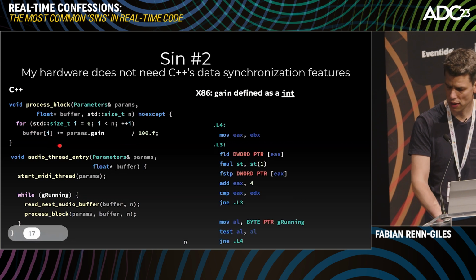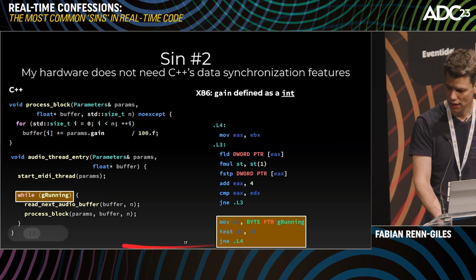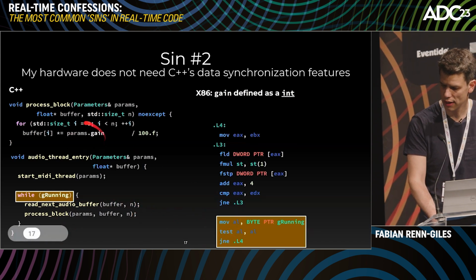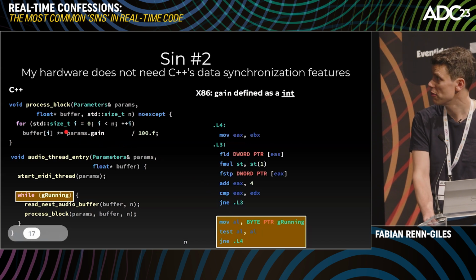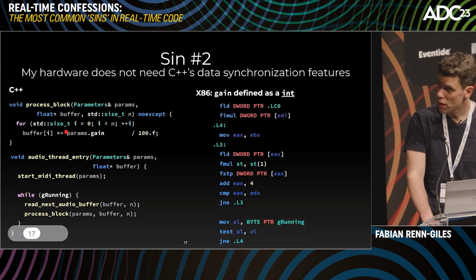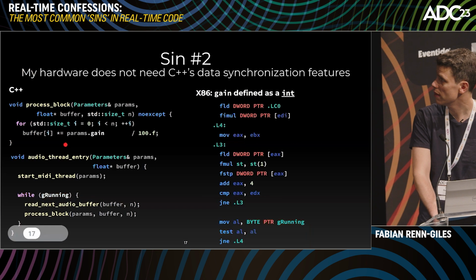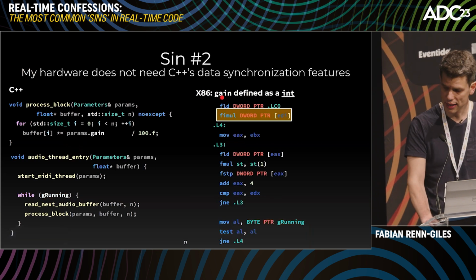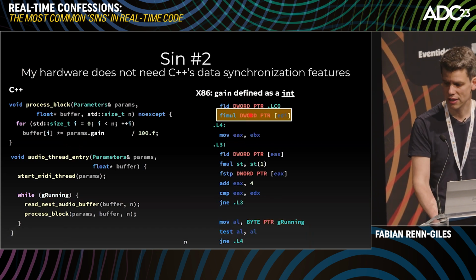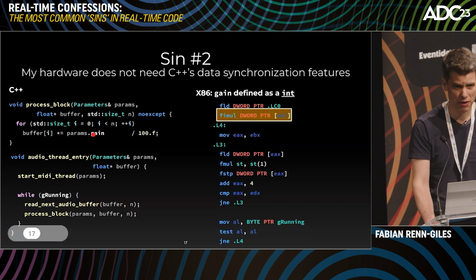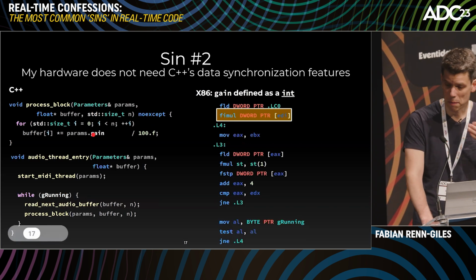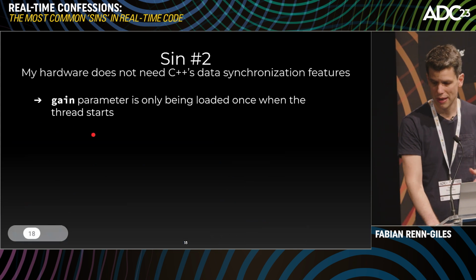So let's look at some more assembly. Here we see this while loop, right? And again, nowhere do we see code that is actually loading this gain out of memory. We need to add a bit more assembly. We need to look at the very start of this audio thread entry, and finally we see the instruction that loads the gain parameter. So what did the compiler optimizer do?